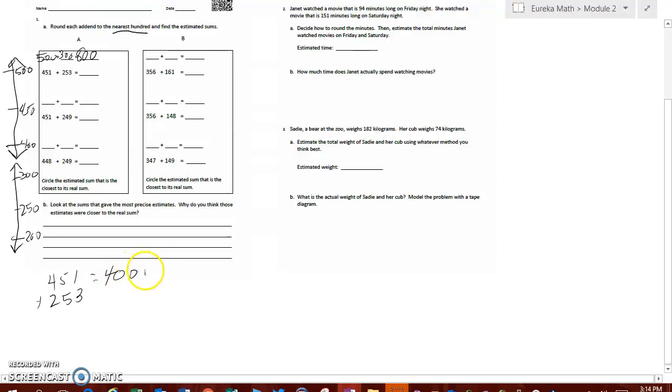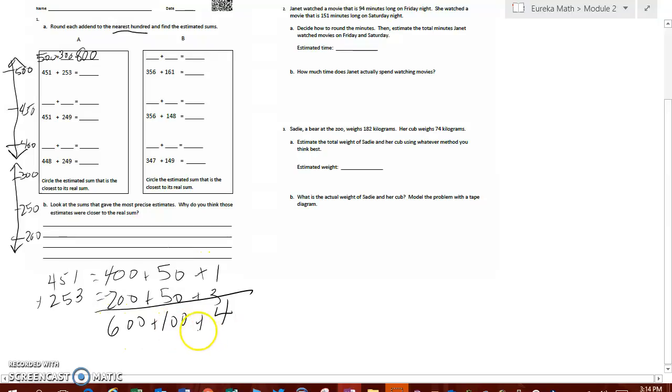So that's 400 plus 50 plus 1, plus 200 plus 50 plus 3. So 400 and 200 is 600, 50 and 50 is 100, 1 plus 3 is 4. So 600 and 100 is 700 plus 4 is 704. So I'm going to write that up here. Okay, I'm going to continue to do each of these problems the same way.